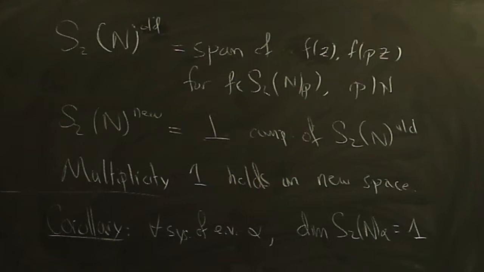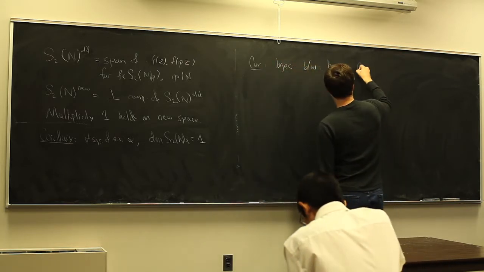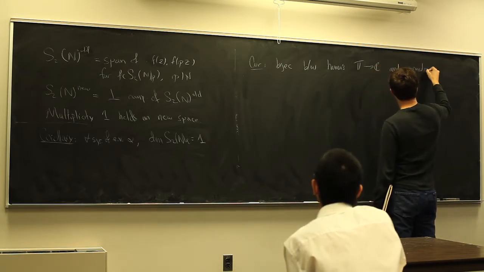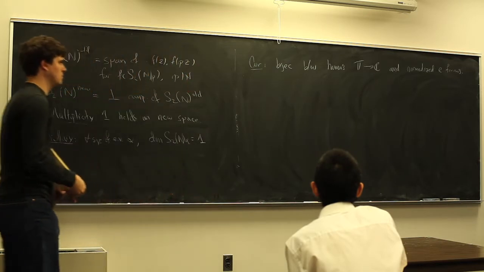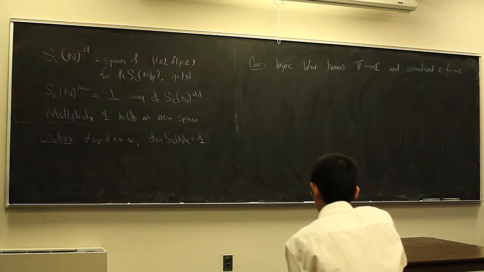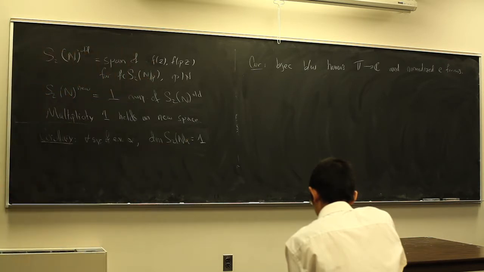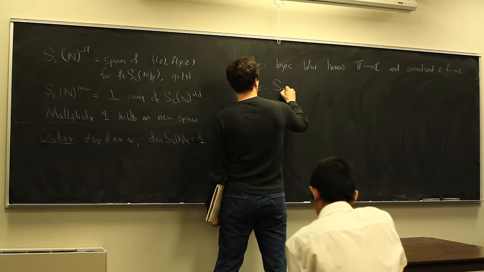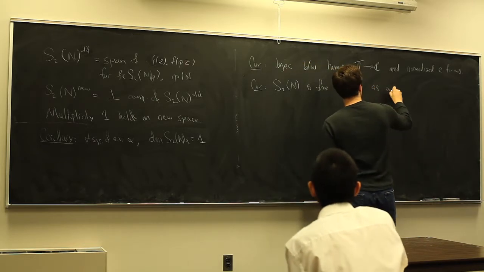Another corollary is that there's a bijection between homomorphisms from the Hecke algebra T to C and normalized eigenforms. If you remember, T decomposes as a product of copies of C over each system of eigenvalues. Each homomorphism like this is some alpha, and you get a unique normalized eigenform corresponding to it. And another corollary is that the space of cusp forms is free of rank one as a T tensor C module.